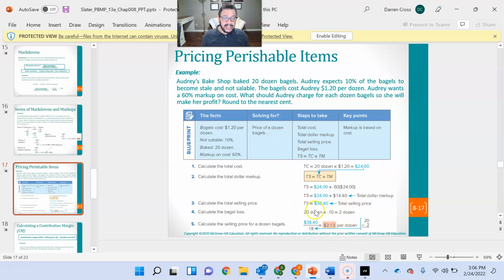If we don't take this into account, we're not going to make enough money because we're going to divide this by 20 and this is going to be less. Okay? So be sure to go through all of these steps.